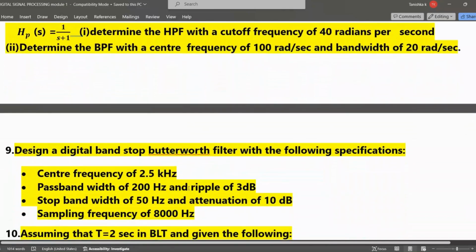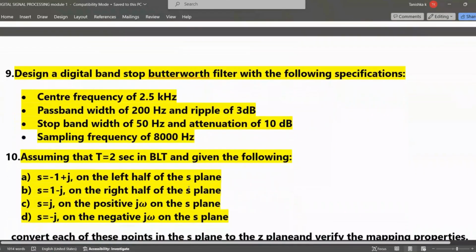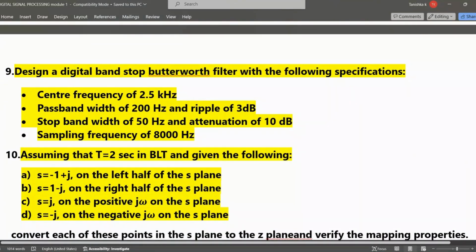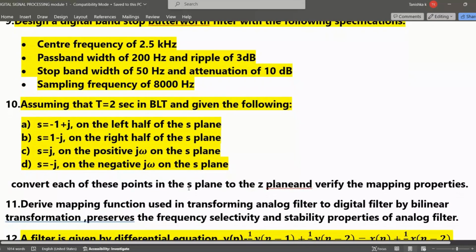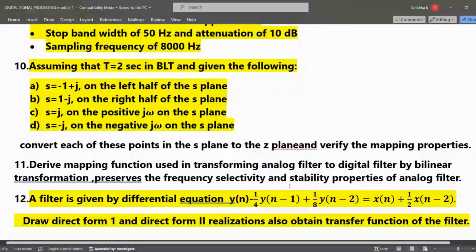Here are the examples. All the sequences and the values given in this are just for example purposes. For the questions PDF, you can just take screenshots or you can mail me. I can send you.